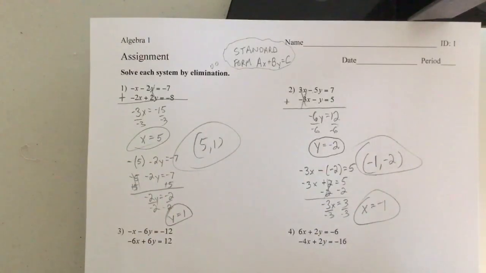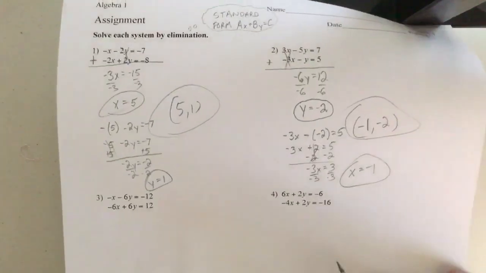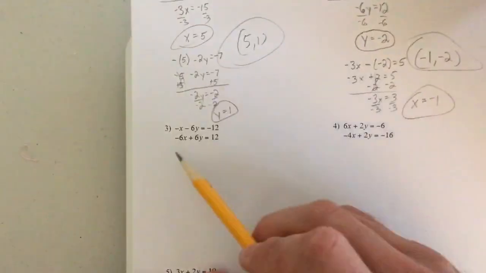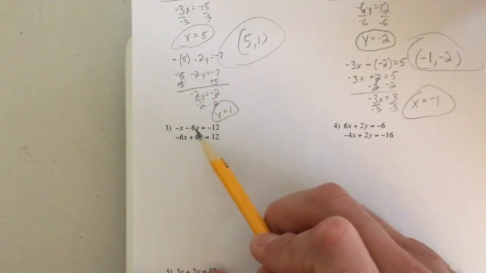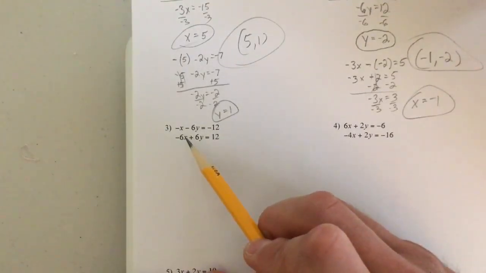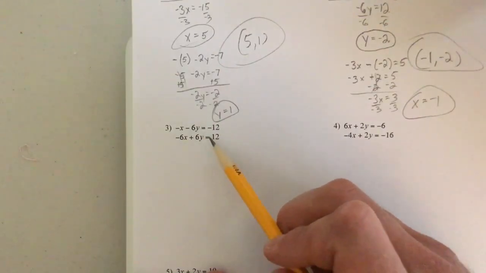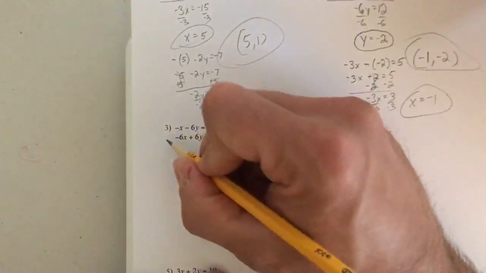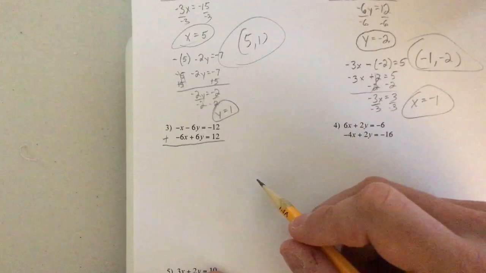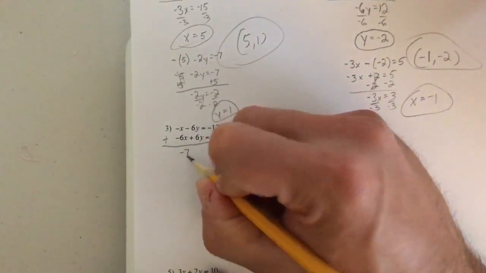Okay, we're going to keep rolling here, because are they always that easy? No, but I'm trying to build you up here, Buttercup. So let's keep doing this thing. Number 3, negative x minus 6y equals negative 12. Negative 6x, those aren't opposites, plus positive 6y. Those are opposites, equals positive 12. Because I already have opposites, I can add these together. Negative x plus negative 6x, that's negative 7x.